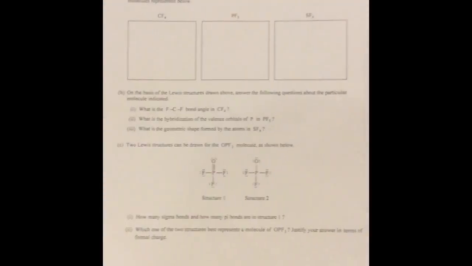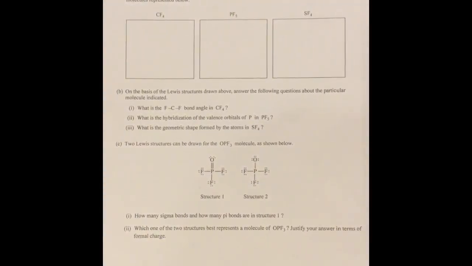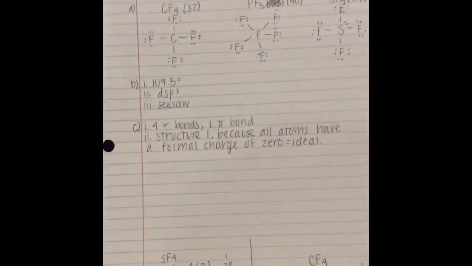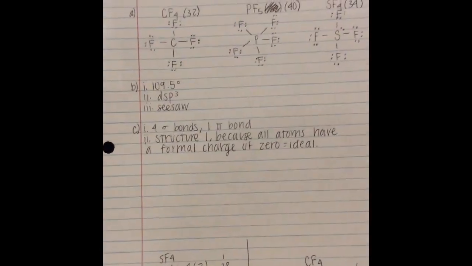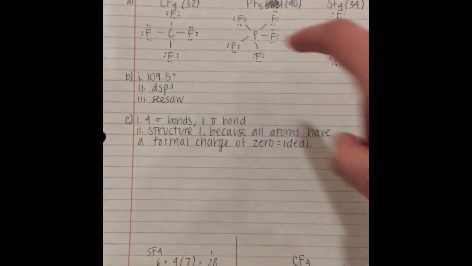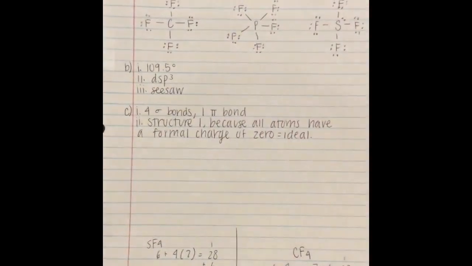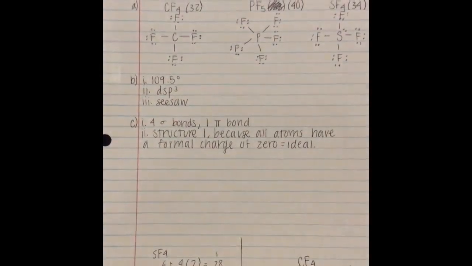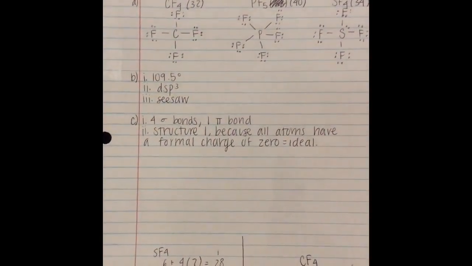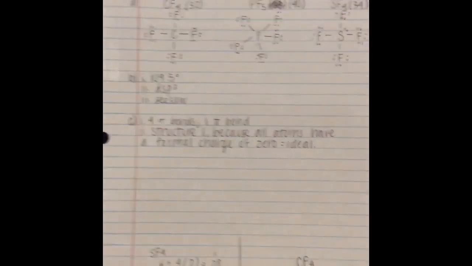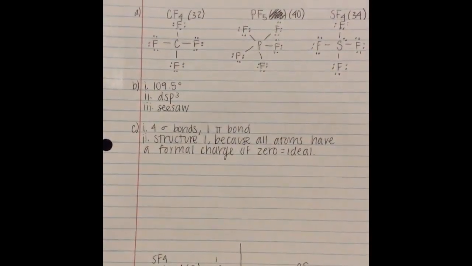And for part 2 of B, it says, what is the hybridization of the valence orbitals of P in PF5? And the hybridization, I got dsp3, and how I determined this was because since there's 1, 2, 3, 4, 5, it's dsp3 because d counts as 1, plus s counts as 1, and then plus the other 3, that adds up to 5 for its hybridization.